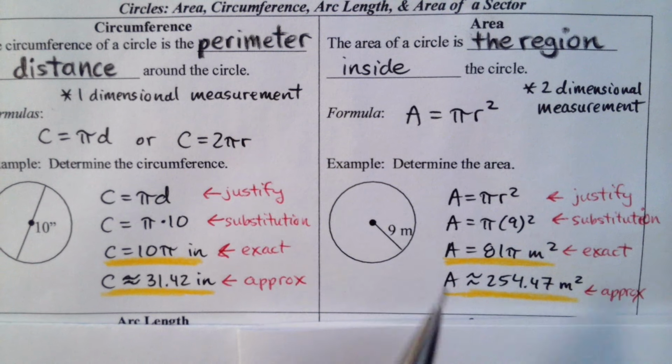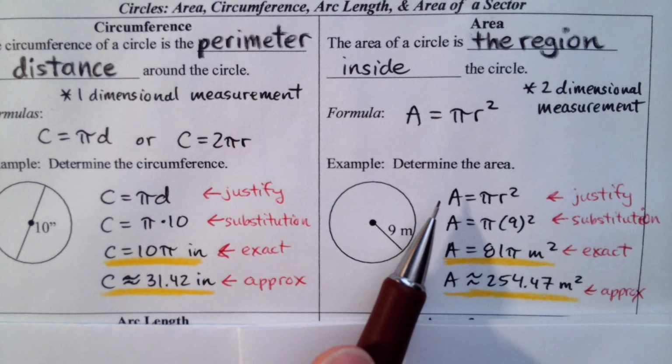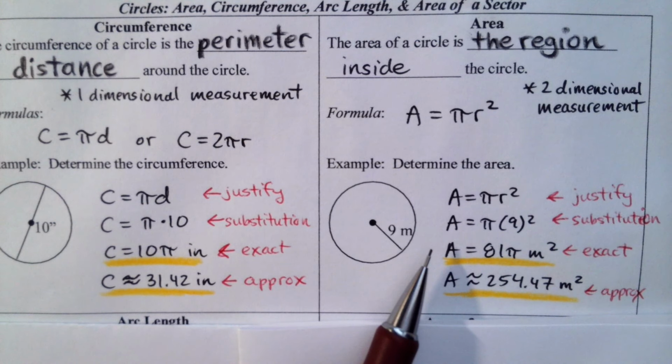First step is justify. That is, write down the area formula in general. Substitute the radius in there. So area is pi times 9 squared. Third step, rewrite it as 81 pi, and then we have meters squared. Lastly, approximate your answer. So the area is approximately 254.47 meters squared.